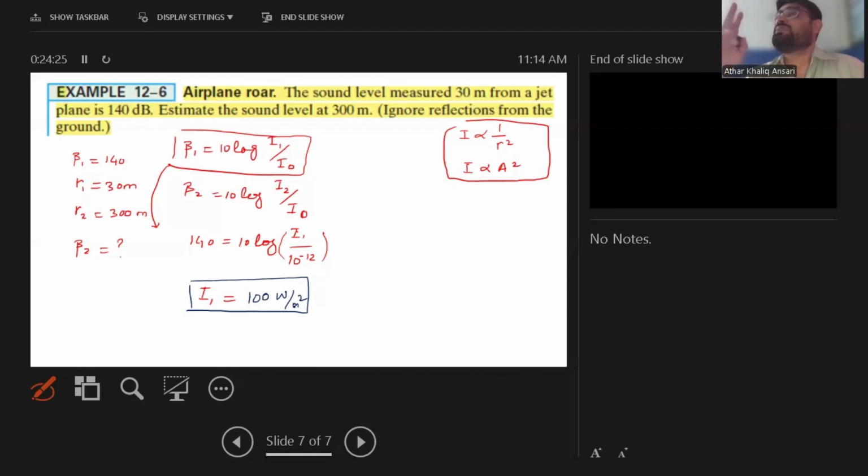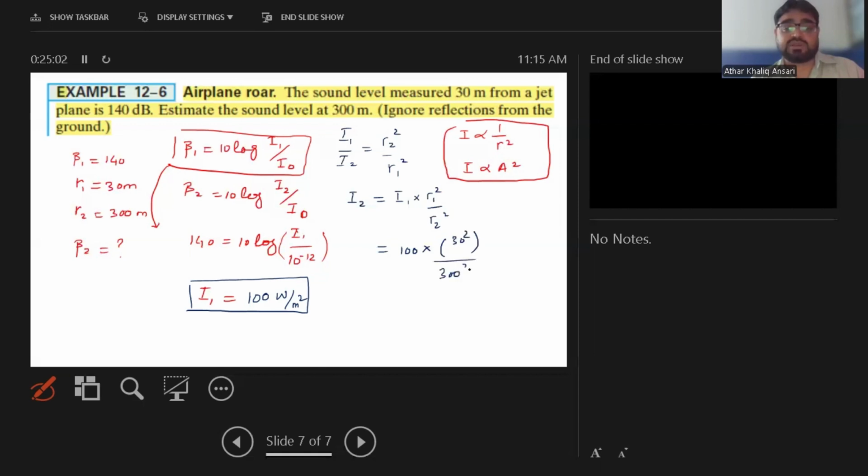Here I need the relationship between I1 and I2 with the distance. You know, I1 over I2 is equal to R2 squared over R1 squared. So I2 is equal to I1 times R1 squared over R2 squared. I1 is 100, R1 is 30 squared and R2 is 300 squared. Can you please give me the answer for I2? I2 is 1 watt per square meter.